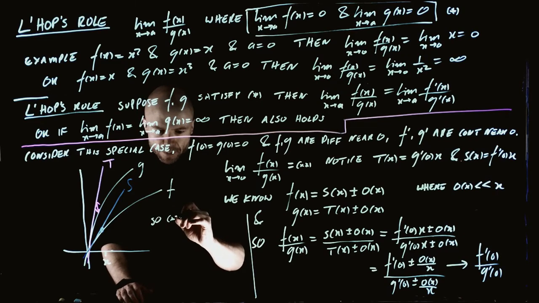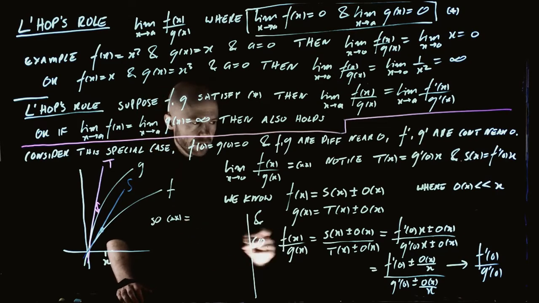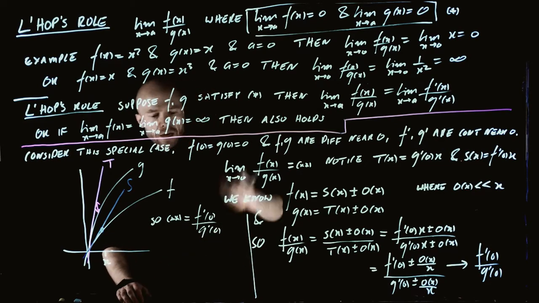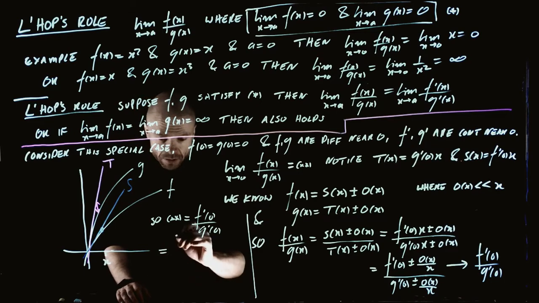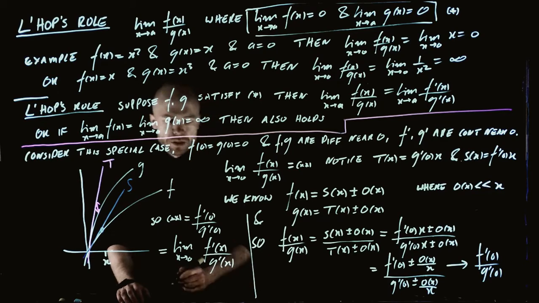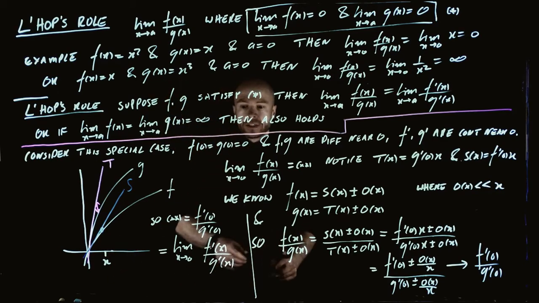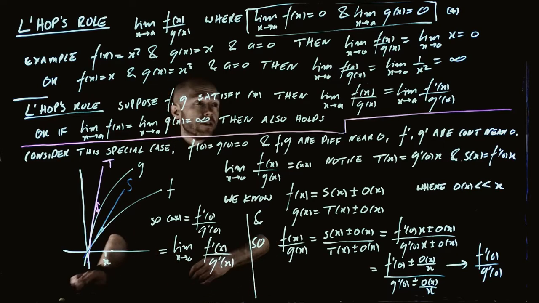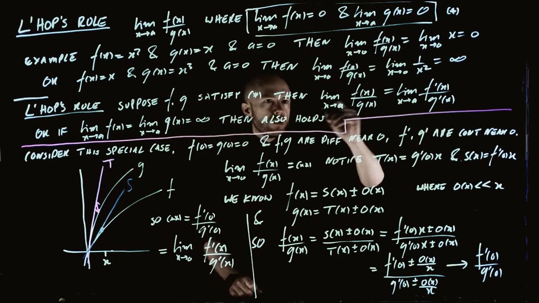So star star, in this special case, is just given by f prime of 0 over g prime of 0. Since the derivatives are continuous, that's just the same as the limit as x goes to 0 of f prime of x over g prime of x, if this limit exists. Which is exactly what we claimed in the statement of the theorem. That is what we claimed over here.